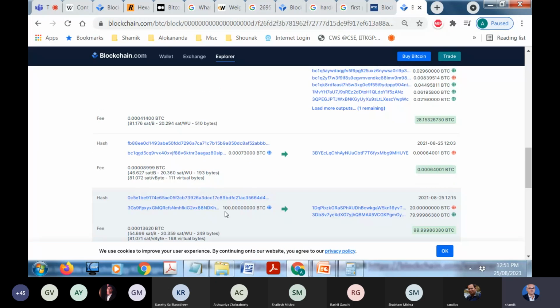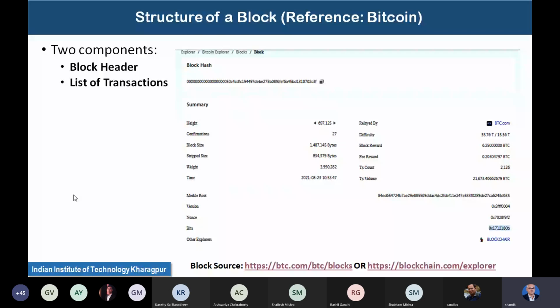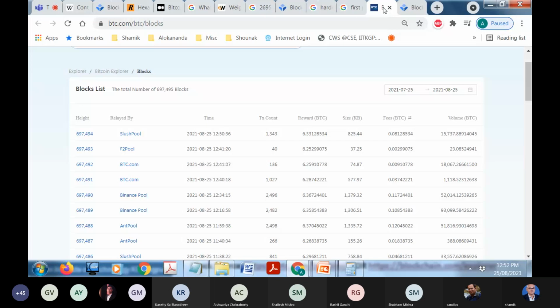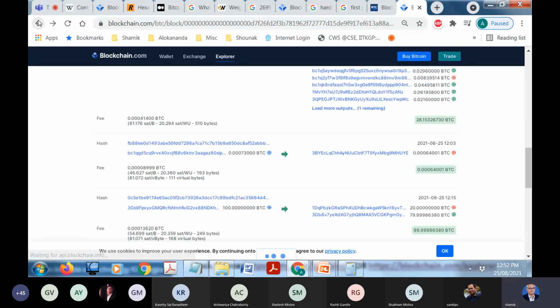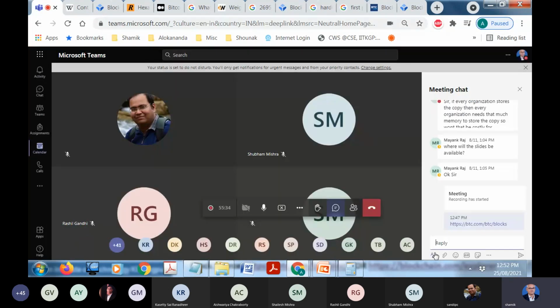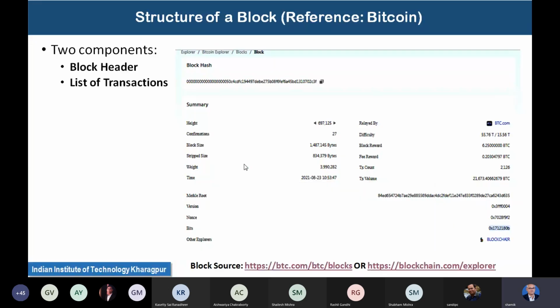So that is to give you an idea about what goes in each block. I will also paste this particular link so that you can try it out later, and maybe in the class also, if we get time, we'll do that. So that is the idea about what goes in this.